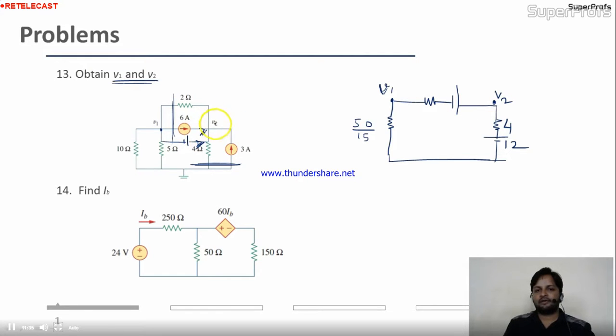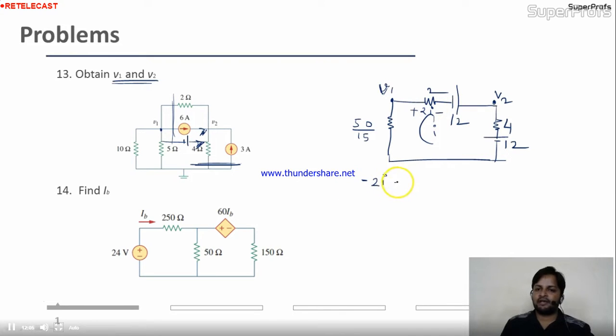What is the value of this voltage? 6 into 2. This is 12, and this is 2. Okay, this is the simplified circuit. Now you can find the current in the circuit. Once you find the current in the circuit, you can get any value, V1, V2, power drop or whatever. So we'll find the I1. Apply KVL in the circuit. We'll start from here. This is the voltage drop, 2I.